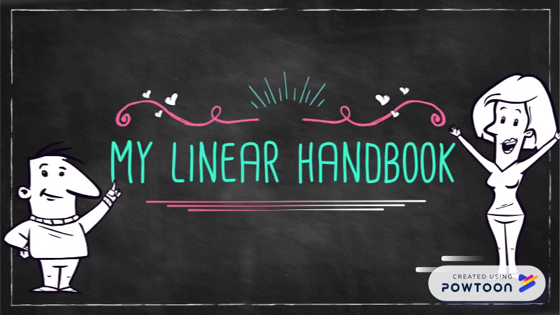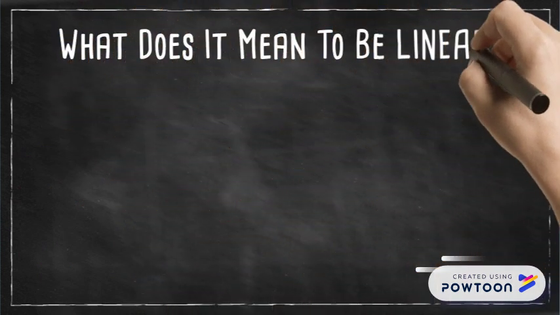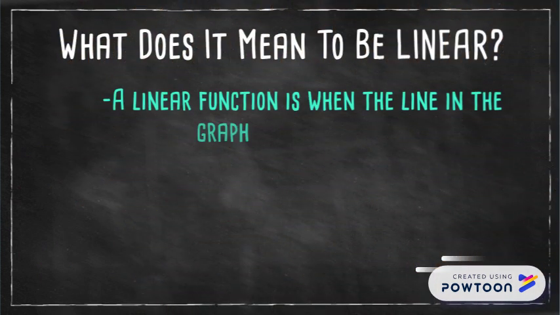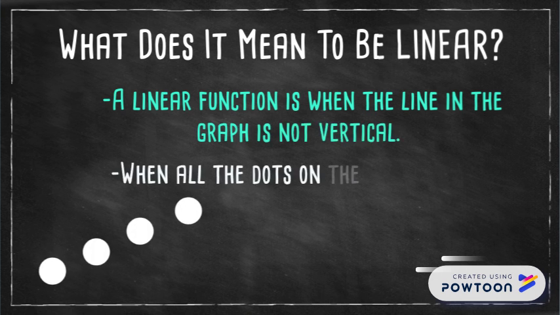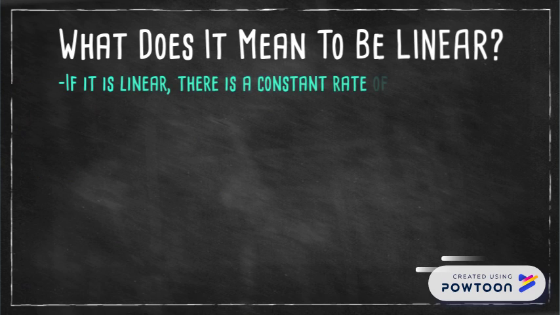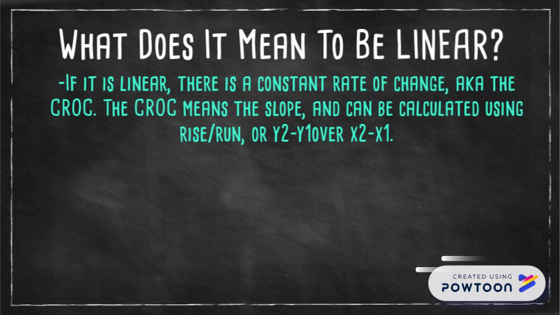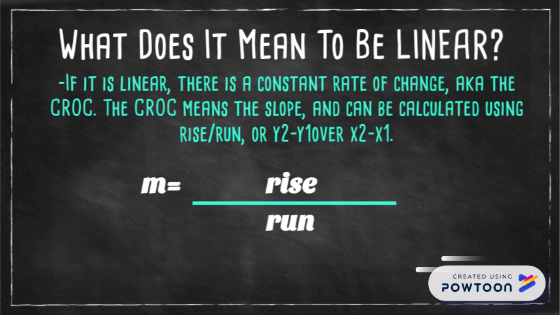My linear handbook. First, what does it mean to be linear? A linear function is when the line in the graph is not vertical, when all the dots on the graph form a straight line. If it is linear, there's a constant rate of change, also known as the CROC. The CROC means the slope, and can be calculated using rise over run, or y2 minus y1 over x2 minus x1.